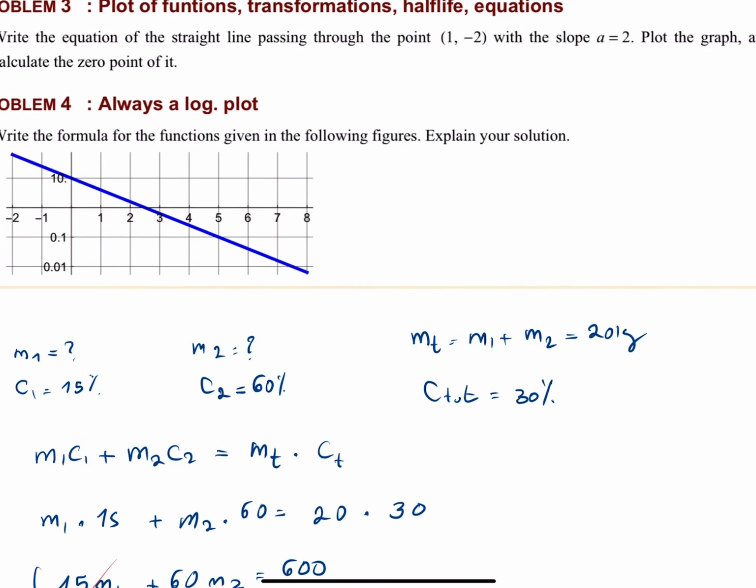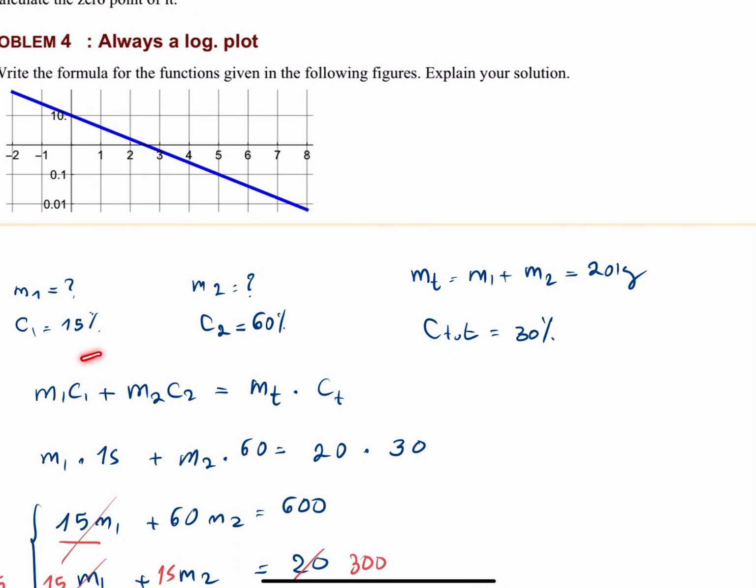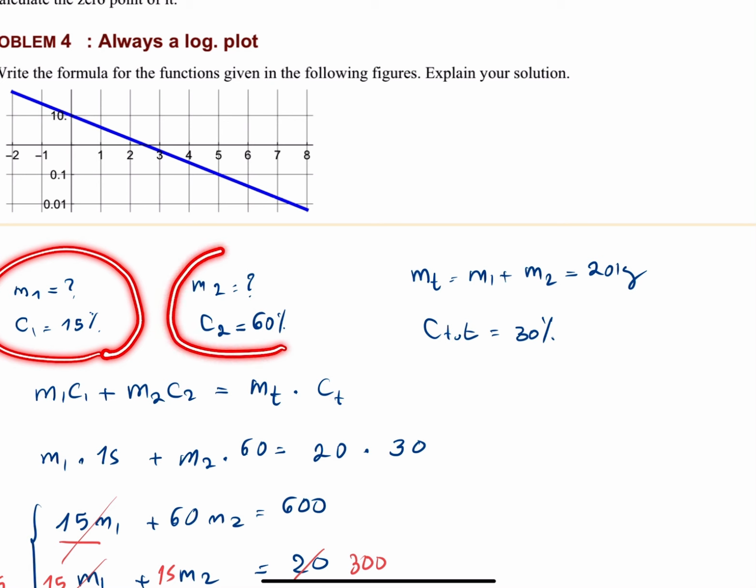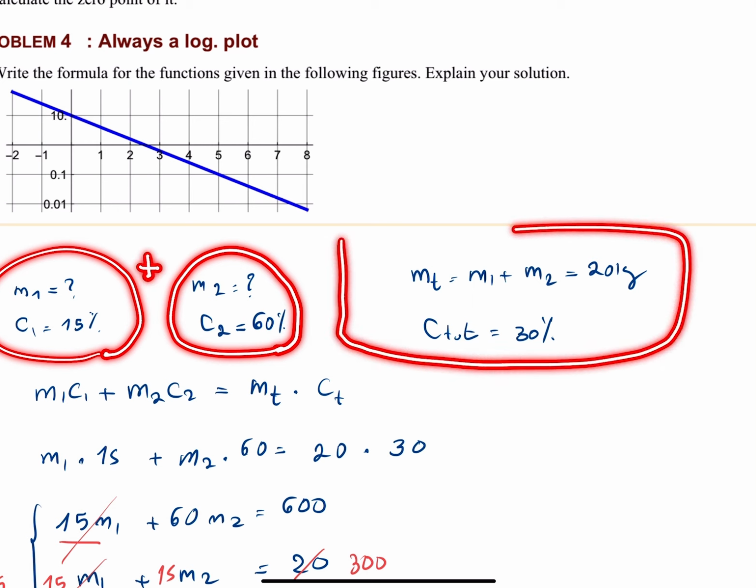In this situation I write the detail. We have a solution 1. We don't know the amount, but we know that it's 15%. Solution 2, we don't know how much, but we know it's 60%. We add them together, and the result will be 20 kilogram of total solution with a concentration of 30%.